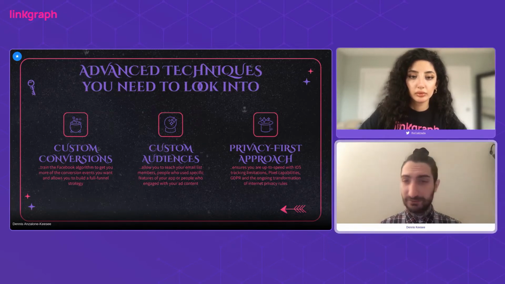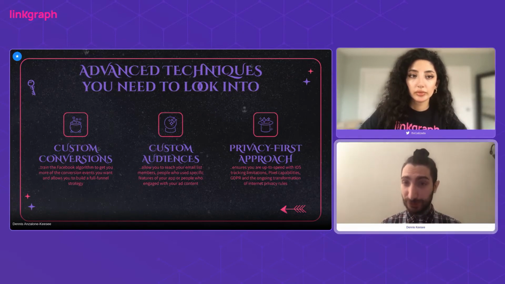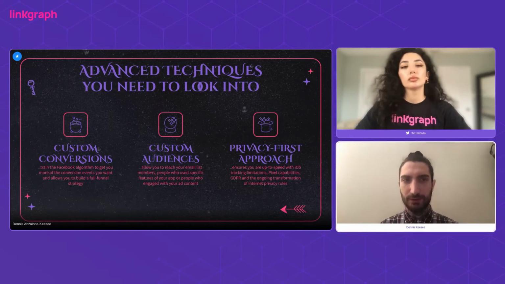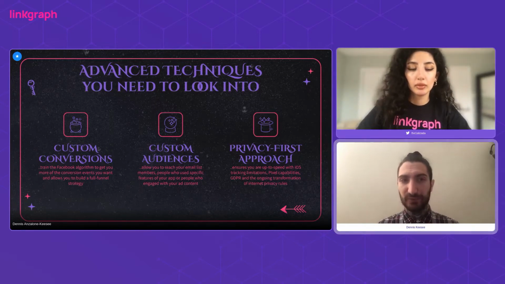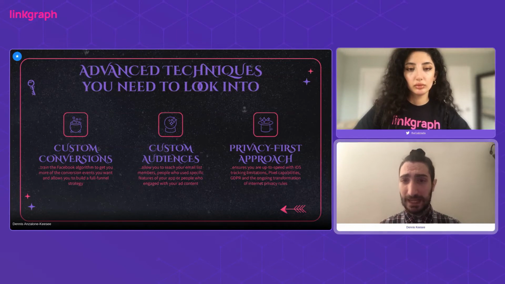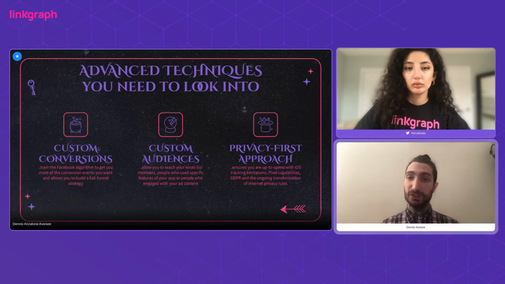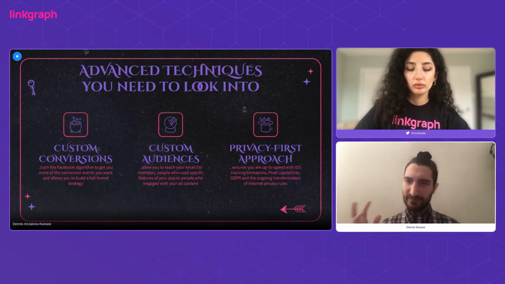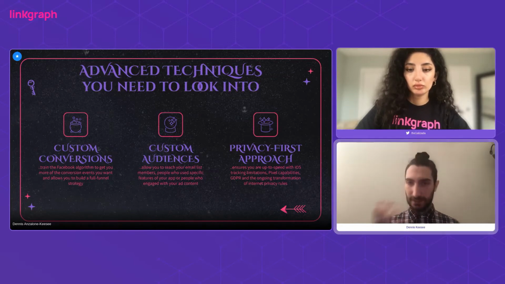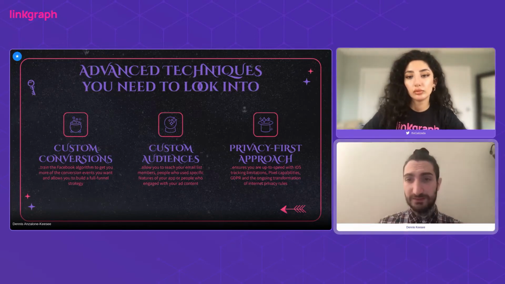The first advanced technique that I would like you to look into is the custom conversions. So custom conversions is basically creating events on your website that you want to track and are very important to you, right? So for instance, if your website has a contact form button or something like that, people want to become a lead and they send a contact form, you need to make sure that that event, the contact form sent successfully, is tracked on your website. And you need to make sure that that event is communicated back to Facebook. And that's how you create custom conversions, right? So you go to Facebook, you create a custom conversion based on an event that you're tracking.